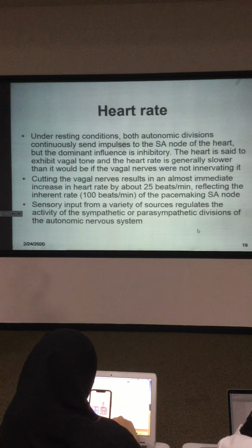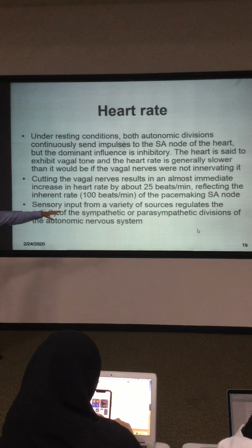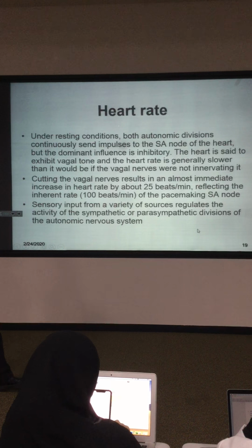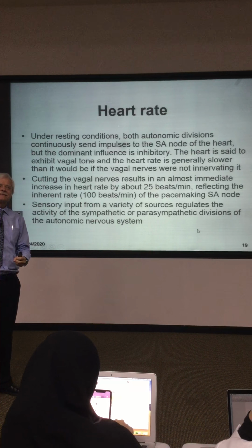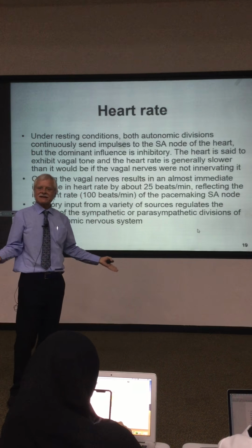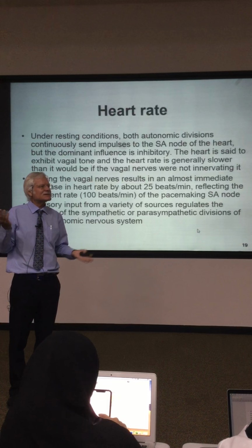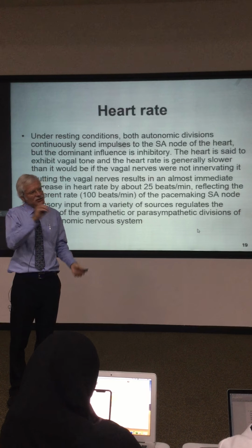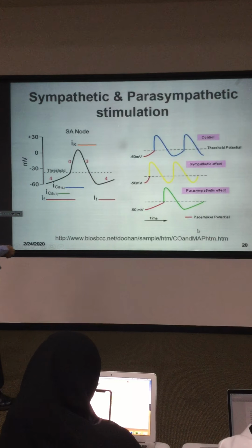So sensory input from a variety of sources regulates the activity of the sympathetic or parasympathetic divisions of the autonomic nervous system. In other words, it's not always the same. When we run, the sympathetic becomes dominant. When we fall asleep, the parasympathetic becomes dominant. It's a balancing act between the two that controls the heart rate. How does it do that?